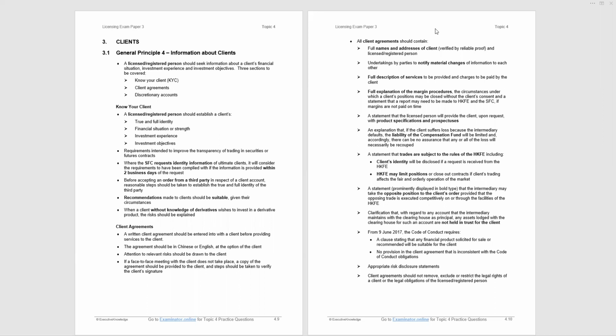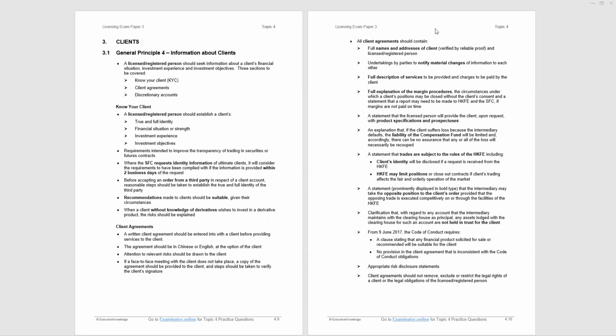Moving on to client agreements. You should enter into a written client agreement before providing any services. The agreement should be in Chinese or English, and that's at the option of the client. Attention to relevant risks should be drawn to the client. And if a face-to-face meeting does not take place, then a copy of the agreement should be provided to the client and steps taken to verify the client's signature. Now, there's a lot more material on that, and we'll come to that shortly.